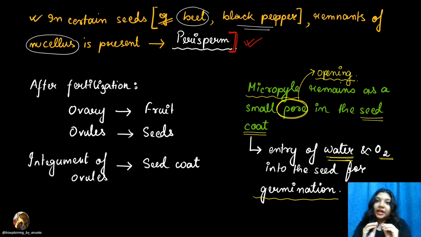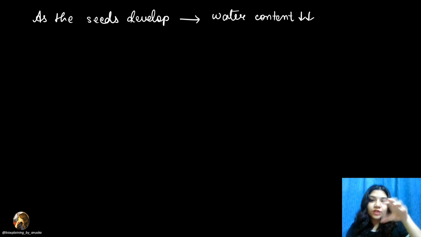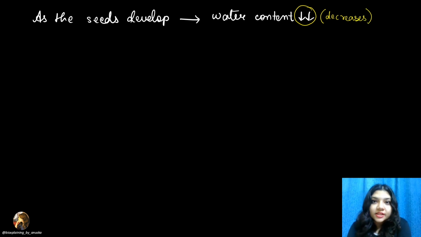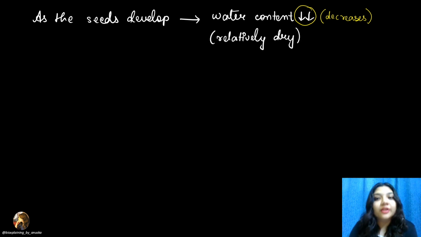That is why the micropyle is still present as a small hole in the seed coat. ठीक है? तो अब क्या है कि as the seed starts to grow, as it starts to develop, the water content reduces, right? Because a lot of water, a lot of those nutrients are being used up, the water content reduces, or we can say that the water content decreases. So if the water content decreases, तो हम लोग क्या कह सकते हैं कि the seed becomes dry, comparatively it becomes dry, right? Lack of water or decrease in water content makes the seeds dry.